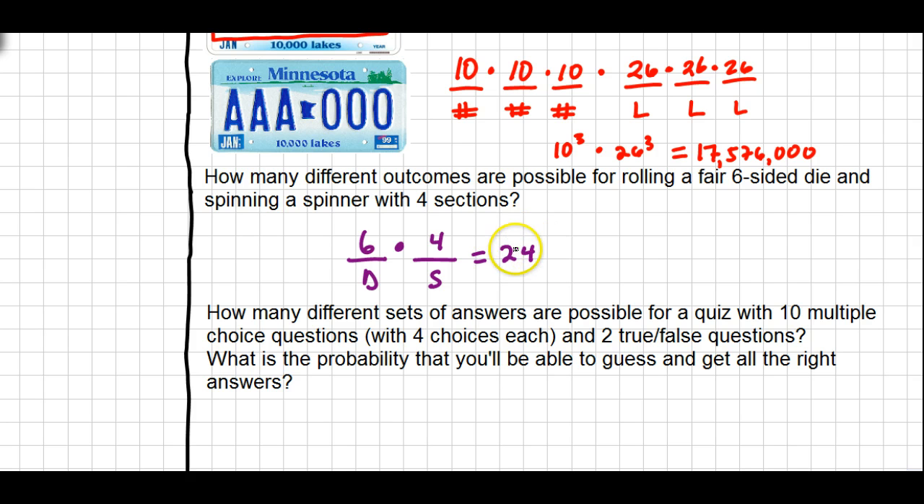It's nice to know that number because if I ever asked you to list the sample space for the die and the spinner, now you know how many items in your sample space there will be.